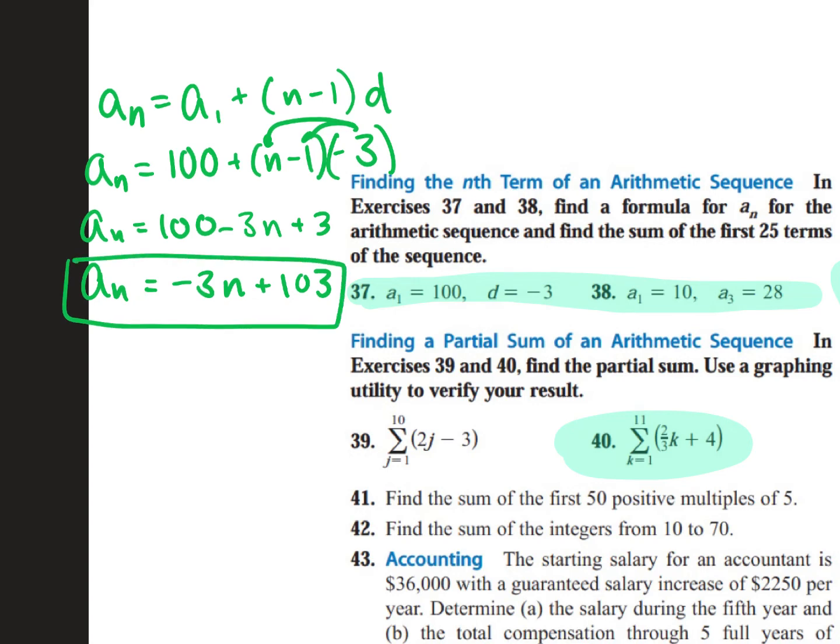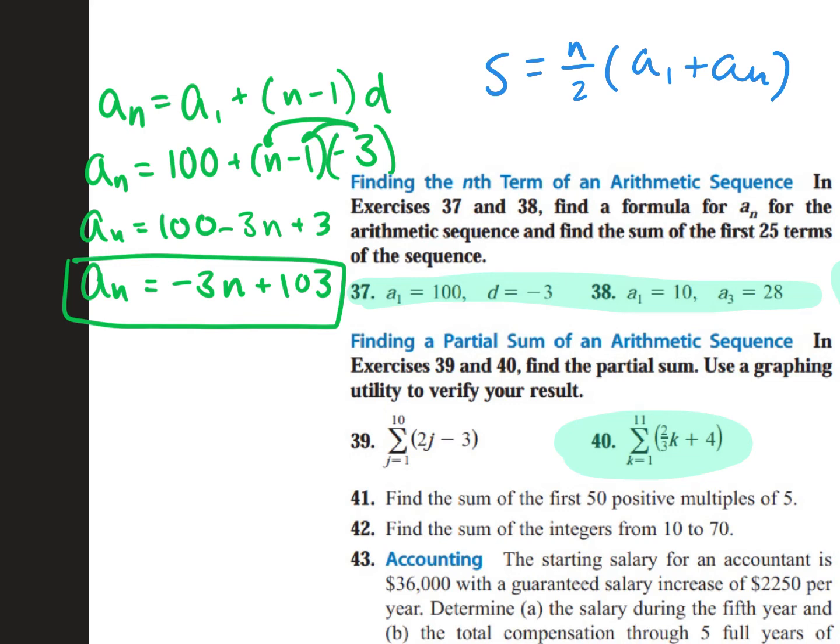This one will not. So the general term will not be given, but the sum one will. So it's n over 2 times a1 plus an.